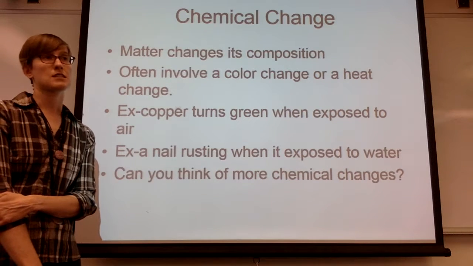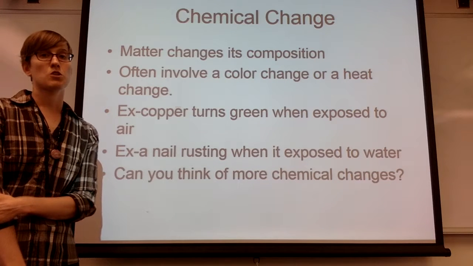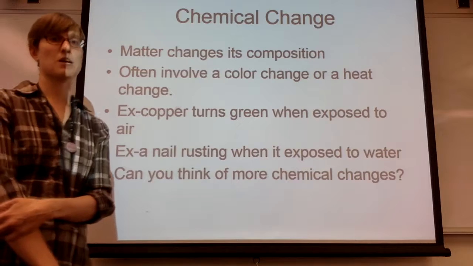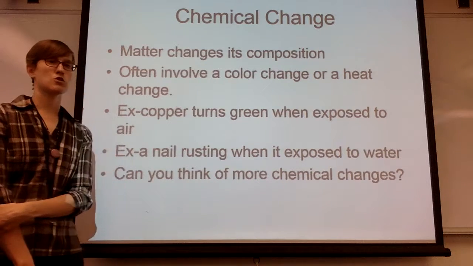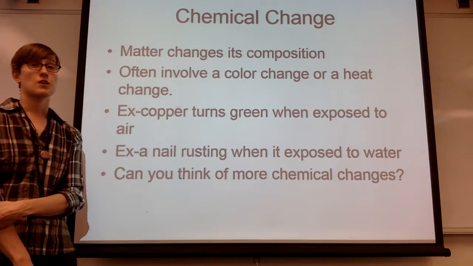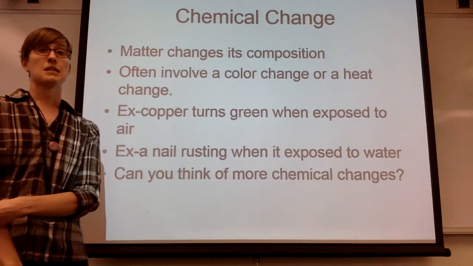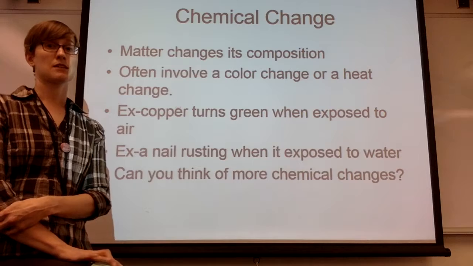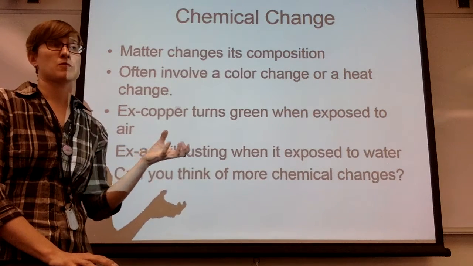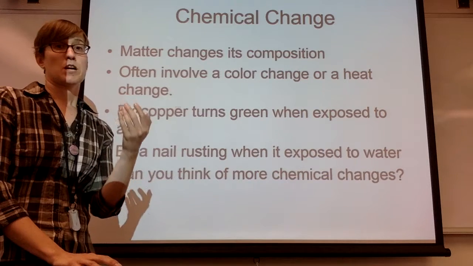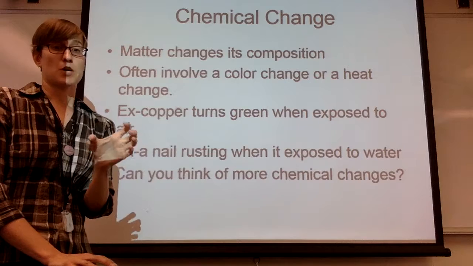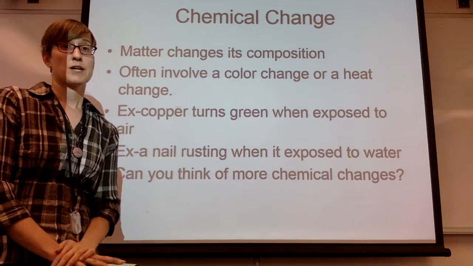Think about a car rusting, right? It changes from its original color to the color of rust. Another example is copper turning green. Did you know the Statue of Liberty was once copper colored, and because of its exposure to air, it's turned green? This is an example of a chemical change because as the Statue of Liberty was exposed to air, the copper has changed color. So it's no longer the same copper material, it's been oxidized by the air.